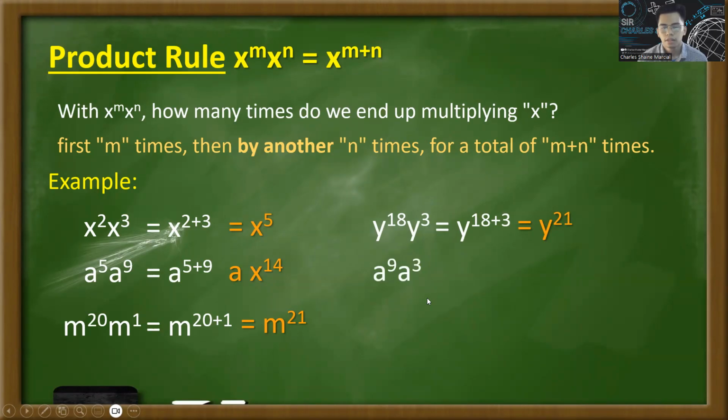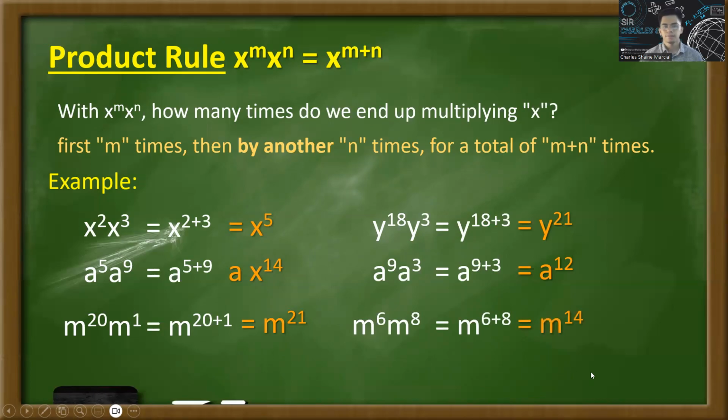Okay? a raised to 9 times a cubed, the answer is 9 plus 3. The answer is a raised to 12. m raised to 6 times m raised to 8. We will just add again the exponent. 6 plus 8, the answer is m raised to 14. Right? So that is the product rule. When we are multiplying the bases, we will just add the exponent.